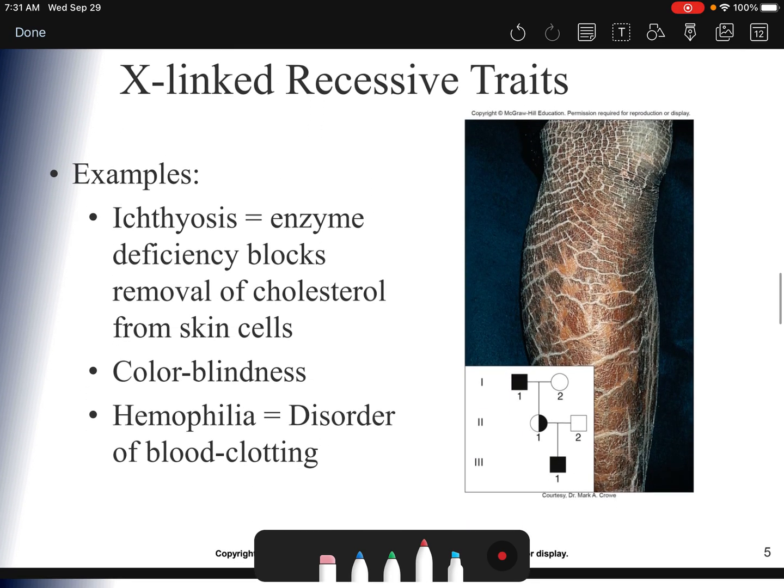Some X-linked recessive traits: ichthyosis is one. It's an enzyme deficiency that blocks removal of cholesterol from your skin cells, so it gives the person a very scaly appearance on their legs, very severe. All of us may get a little bit of dry patches on our skin occasionally, but this is much more severe. Color blindness is an X-linked recessive trait. Hemophilia, a disorder of blood clotting, is also an X-linked recessive trait.